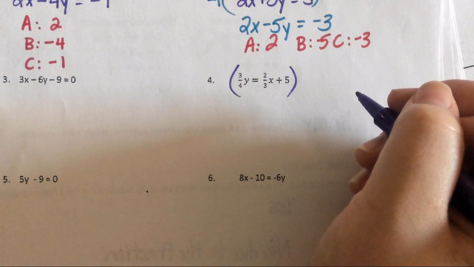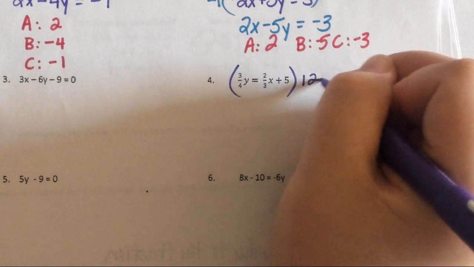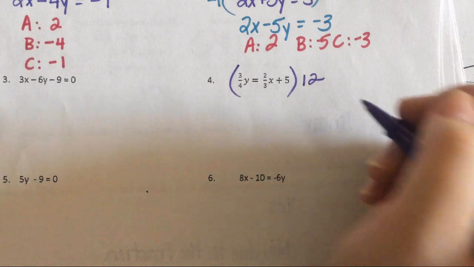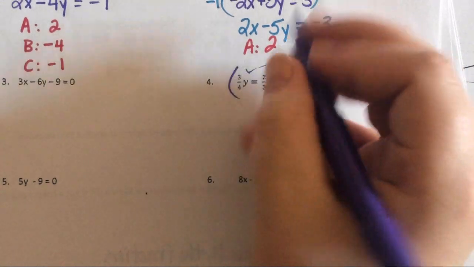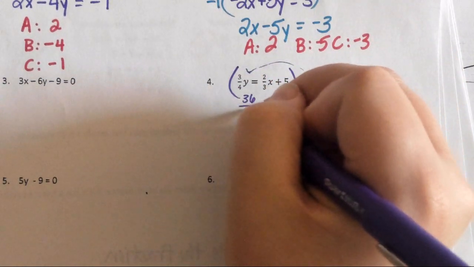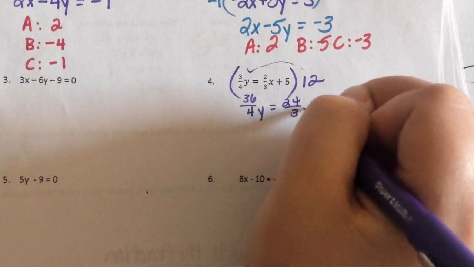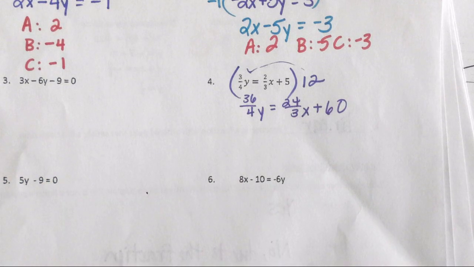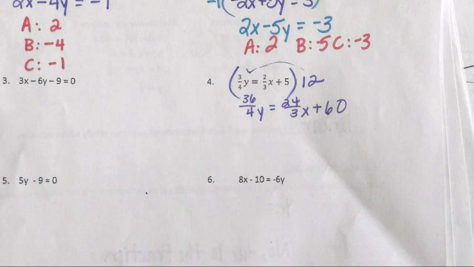12. Yes, Kelsey, you can have a point. So if we multiply everybody by 12, those denominators are going to go away. If you need to actually show yourself distributing, you can. So we would have 36 over 4y equals 24 over 3x plus 60. But hey, if we were smart enough to do these reductions in our head, we could. You don't have to write that purple line. If you can do some math in your head, that's fine.